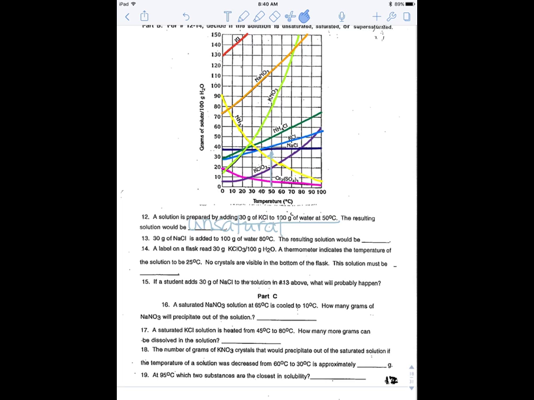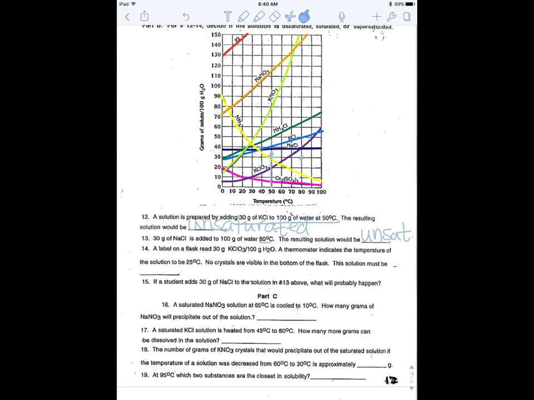You might ask, why are you writing in this weird gray blue? Well, those are the only options I have, sorry. Now we have 30 grams of NaCl added to 100 grams of water, at 80 degrees this time. So 80 degrees, 30 grams of NaCl. NaCl is my awesome navy blue line. I do like the blues. Now that is still below my NaCl line, so it would still be unsaturated.